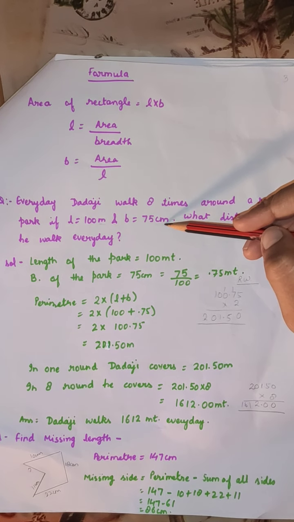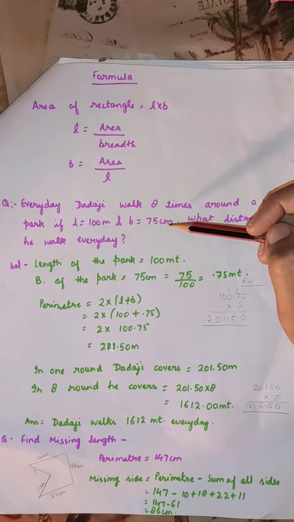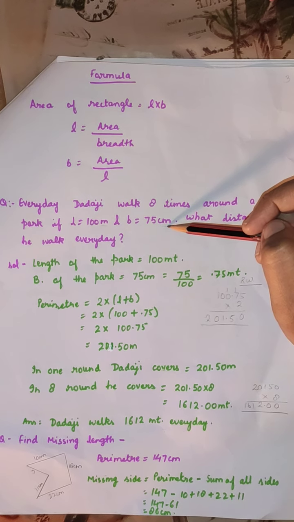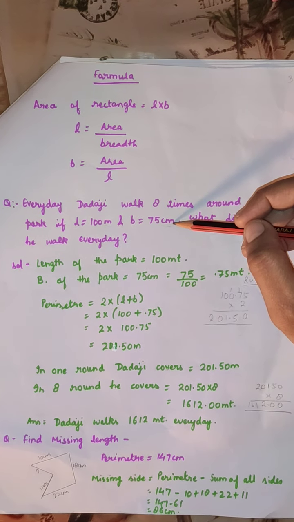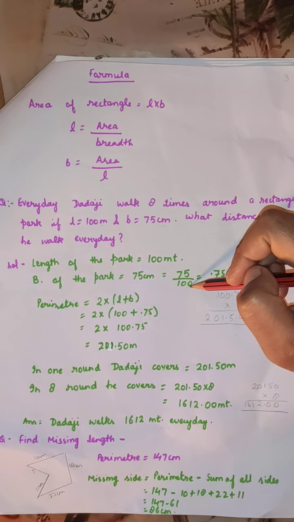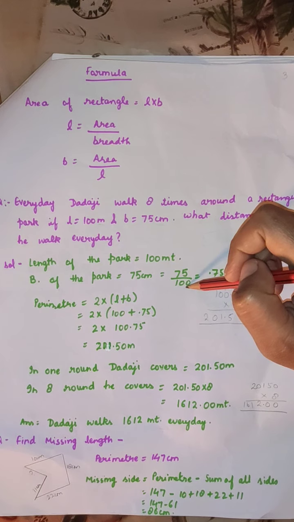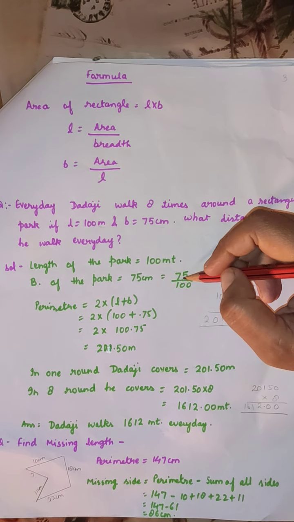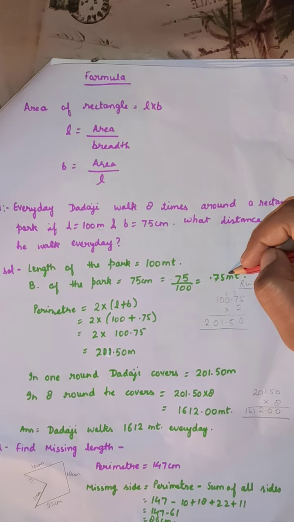So first of all you have to convert this centimeter into meter. 1 meter is equal to 100 centimeter. As you know, to convert centimeter into meter, we will divide. Then 75 divided by 100. Put the point here, then the answer will be 0.75 meter.